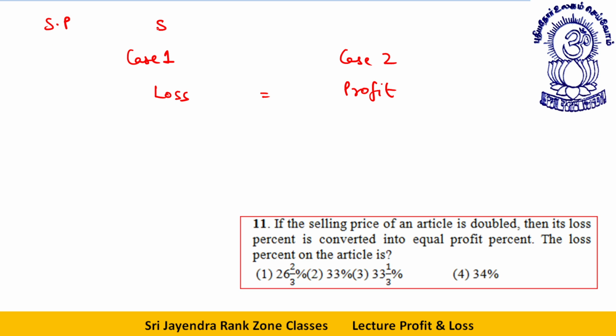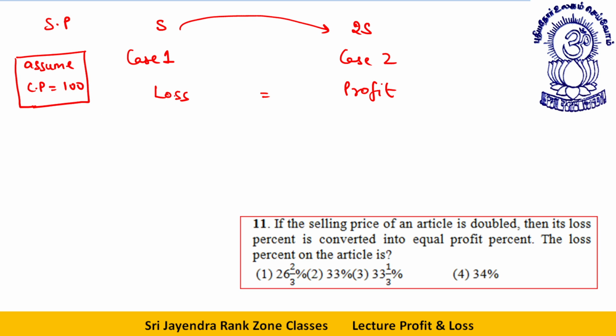Let's say the selling price here was S. In case 2, the selling price becomes how much? 2S. So far, clear. Okay, now I say assume CP is equal to 100. What is the loss here? The loss is CP minus SP.